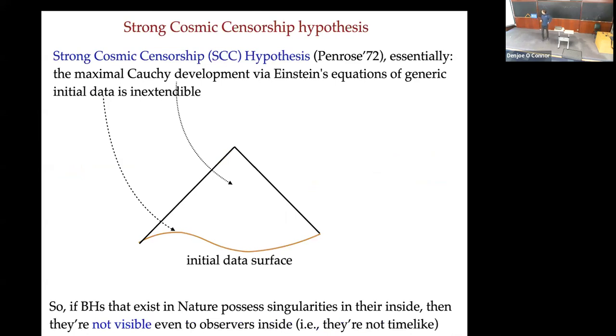And that prompted Roger Penrose to come up with the strong cosmic censorship hypothesis. There are different versions of it; I've just picked this one. It says that the maximal Cauchy development via Einstein equations of some generic initial data is inextendable. So you cannot extend your spacetime beyond your maximal Cauchy development.